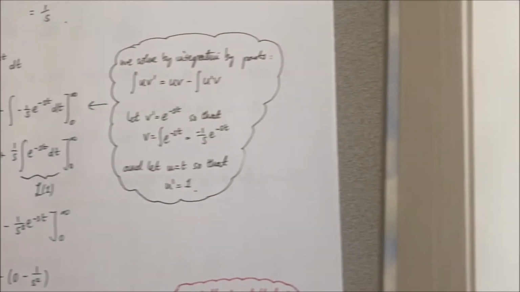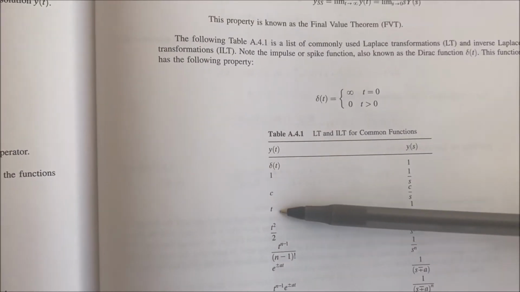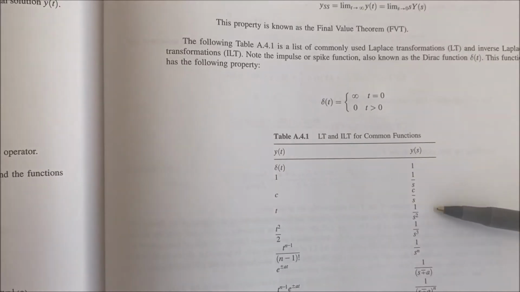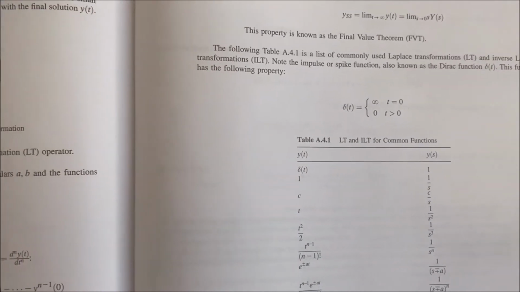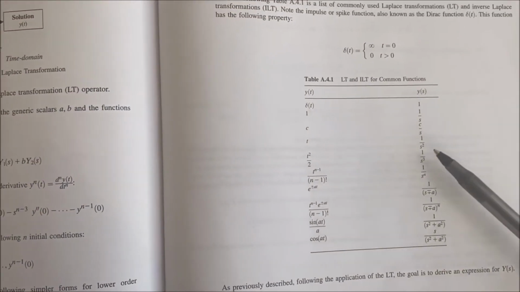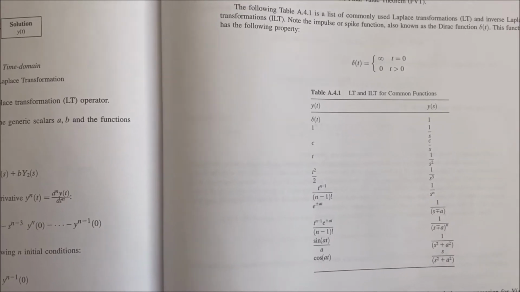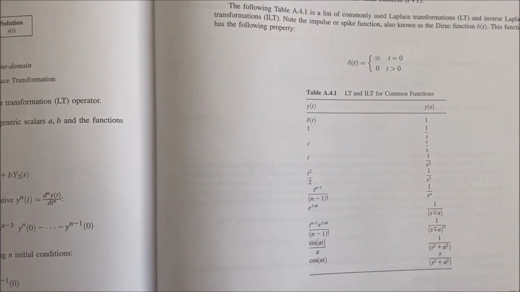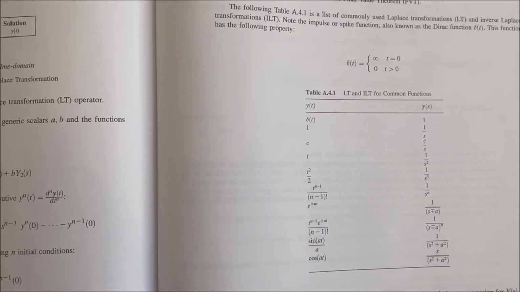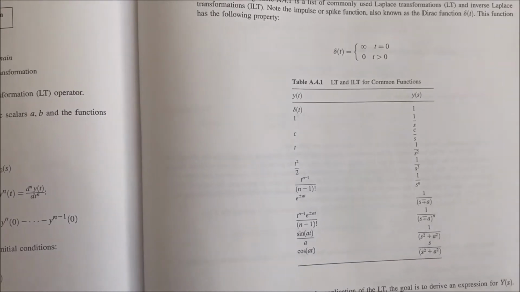And again, we can go over to our table, check if y of t equals t, the Laplace transform of that is 1 over s squared, which is what we've just derived. So all of those are contained in this table, or the most common ones are contained in this table. And now we're just going to do an example of how to actually apply that and solve an ordinary differential equation using Laplace transforms.